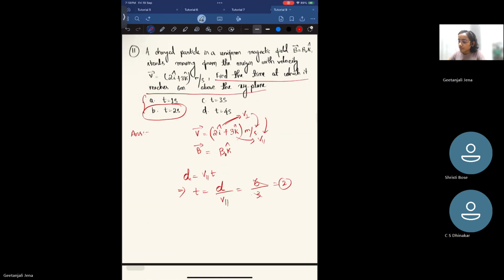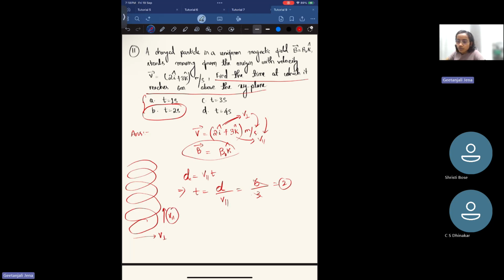Okay. So the velocity has two components, right? One is V parallel and one is V perpendicular. Whenever it enters this magnetic field, there will be a helical path, right? This motion is due to the V parallel component, and the circular one is due to the magnetic force, V perpendicular.